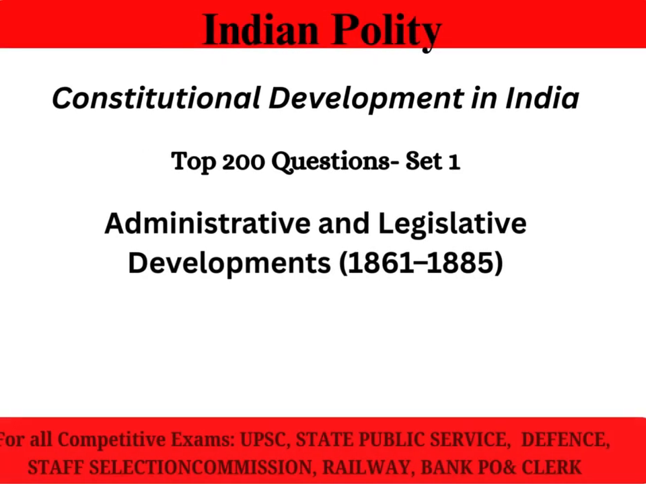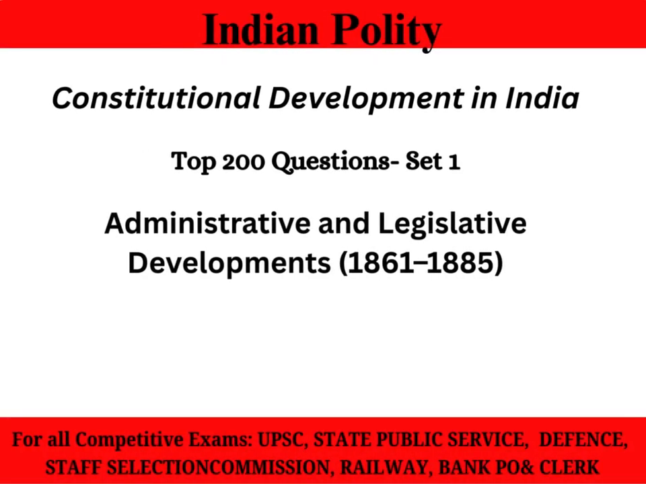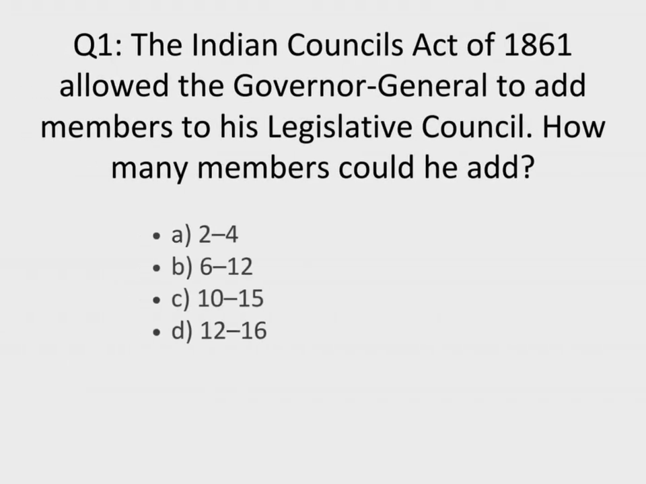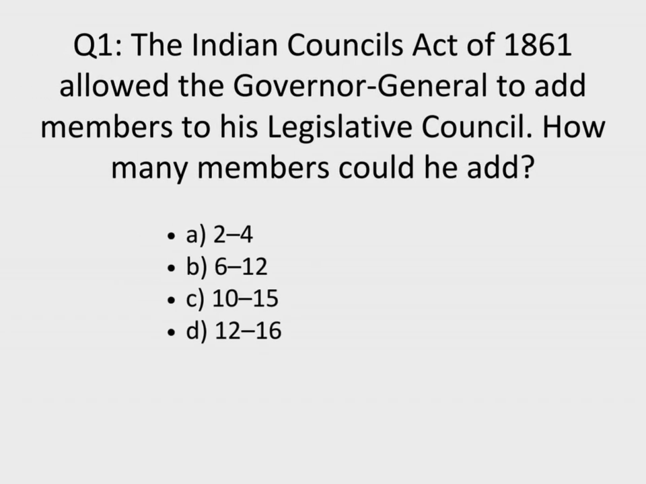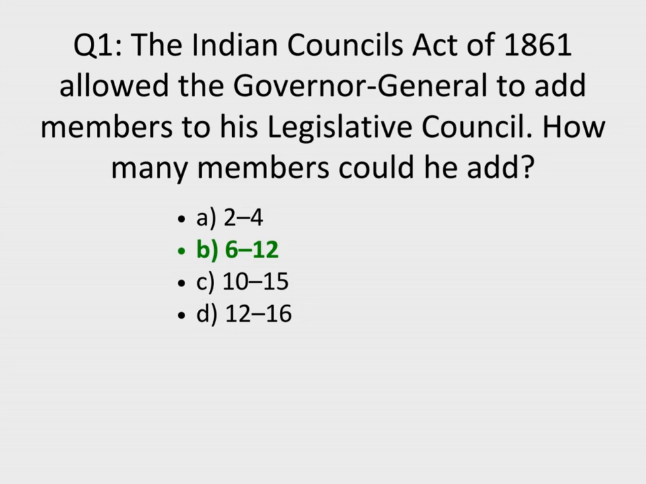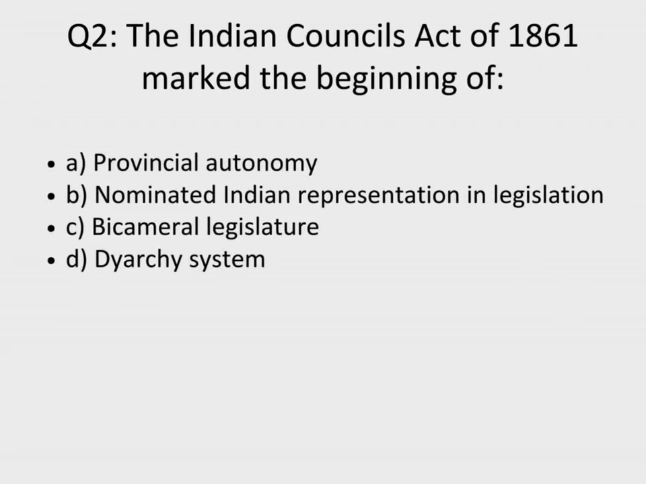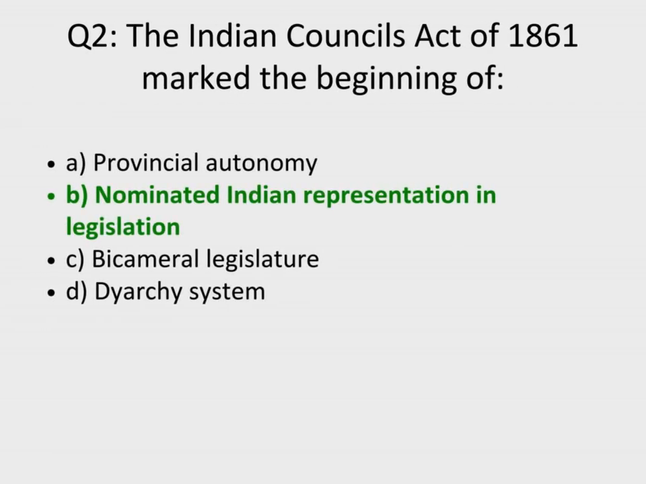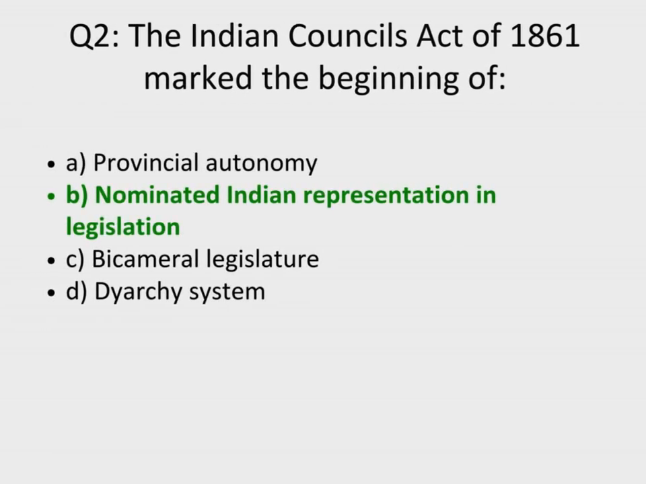Set 4. Administrative and Legislative Developments, 1861 to 1885. 1. The Indian Councils Act of 1861 allowed the Governor-General to add members to his Legislative Council. How many members could he add? Correct answer, B. 6 to 12. 2. The Indian Councils Act of 1861 marked the beginning of. Correct answer, B. Nominated Indian representation in legislation.